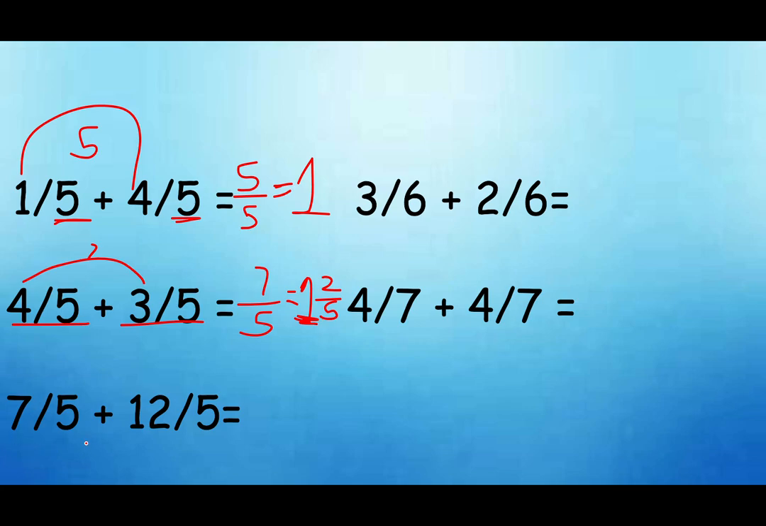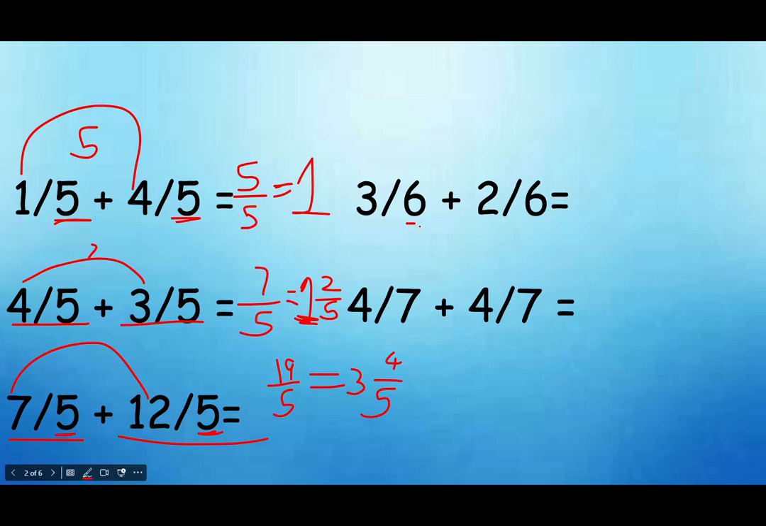Here we have 7/5 and 12/5. We can add 7 and 12, which equals 19. Then the denominator is 5 in both fractions, so we can put the denominator as 5. There are 3 groups of 5 in 19. There are 4/5 left over, so 3 and 4/5. That is the mixed number version of this.